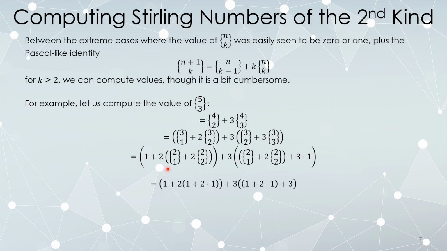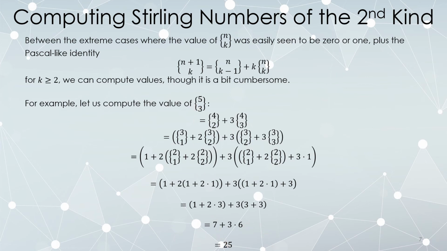All right, continuing. Whenever the bottom argument is 1, there's one way to do it. Whenever the two arguments are the same, there's one way to do it. And finally, we just have a whole bunch of numbers. 25. So overall, how many ways can I partition 5 elements into 3 non-empty subsets? There are 25 ways to do it.